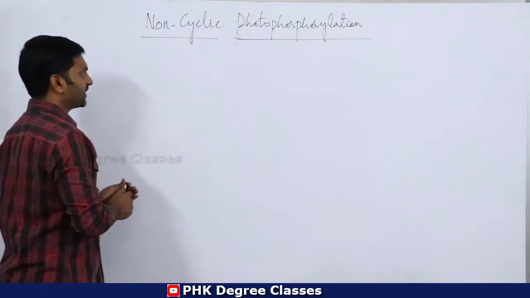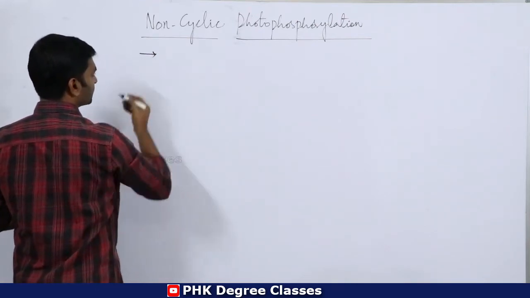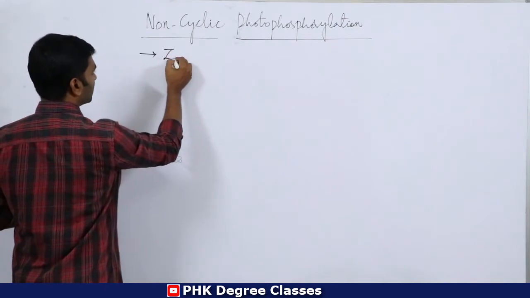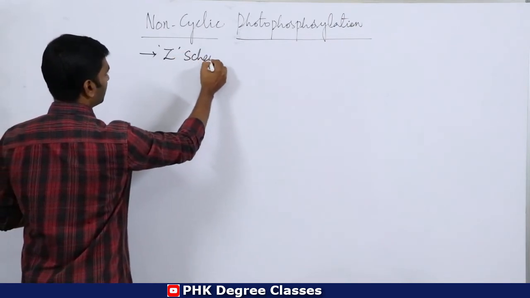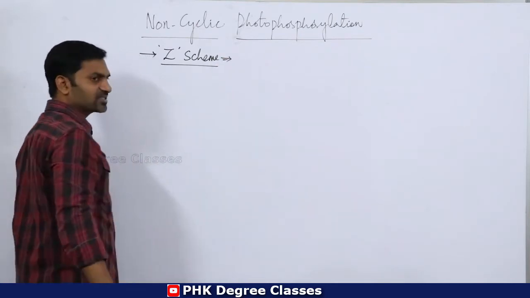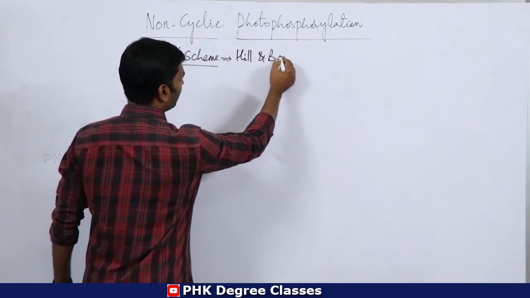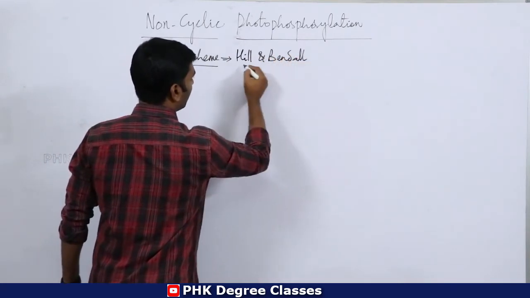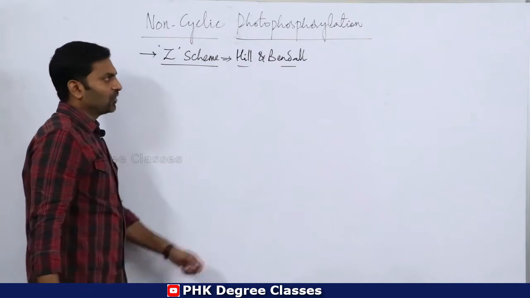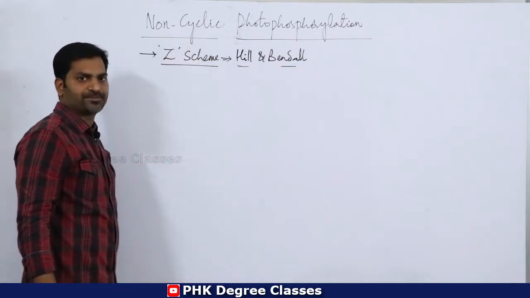Clear? For example, this is also called the Z scheme. This is also called what? Z scheme. The word Z scheme was first used by Hill and Bendall. So Hill and Bendall are the scientists who used the word Z scheme for non-cyclic photophosphorylation.